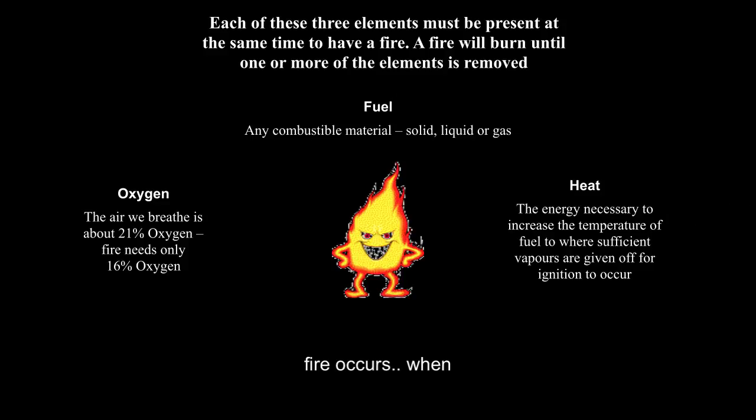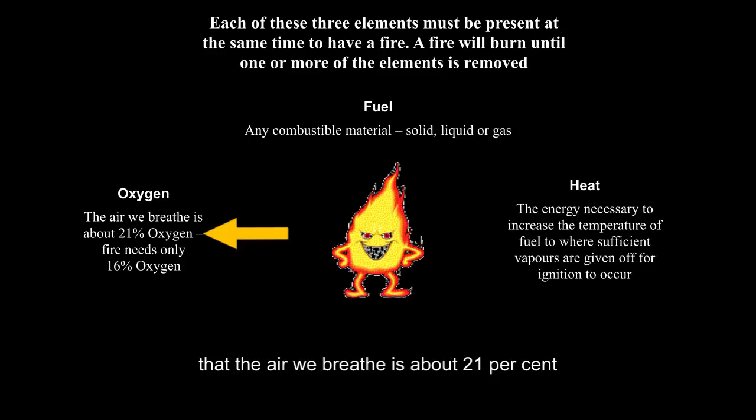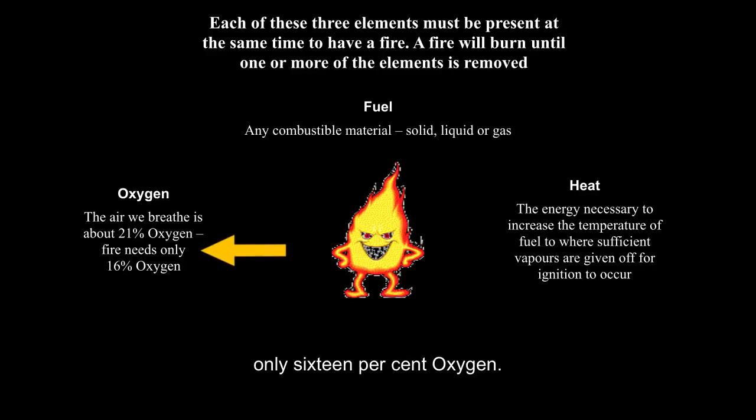Fire occurs when any fuel is heated beyond a point and it comes in contact with atmospheric oxygen. You can notice here that the air we breathe is about 21% oxygen in the atmosphere. Fire needs only 16% oxygen. To put out fire, one or more of these three elements, that is fuel, oxygen or heat, needs to be removed.